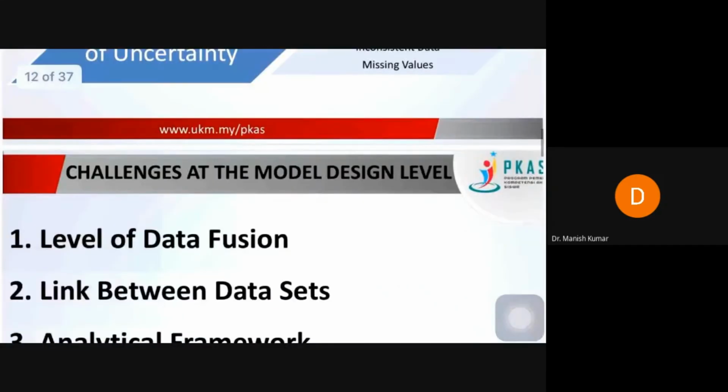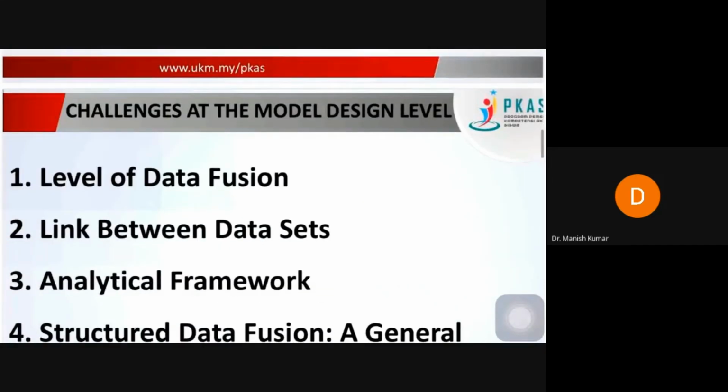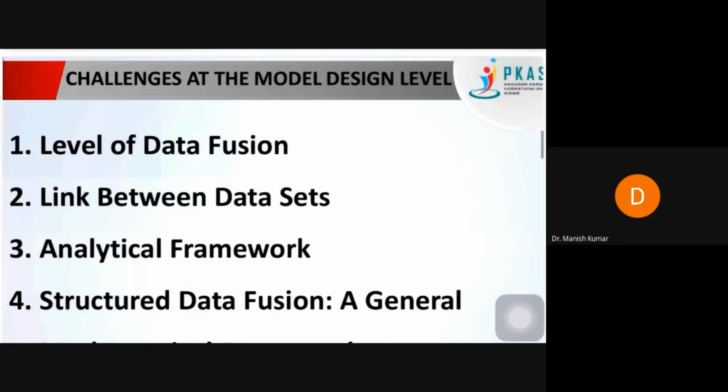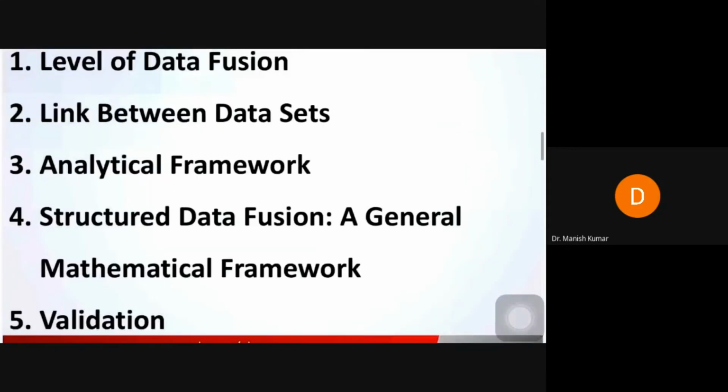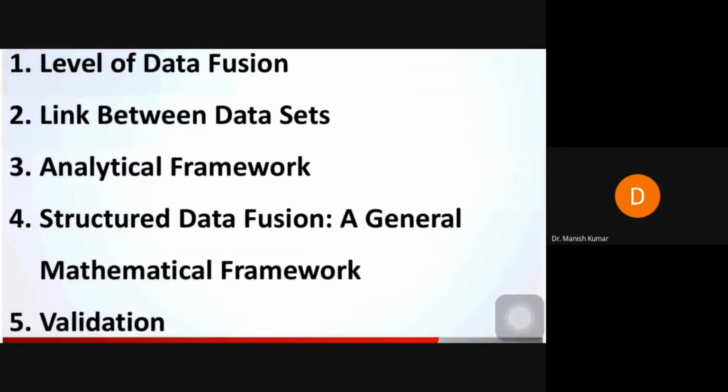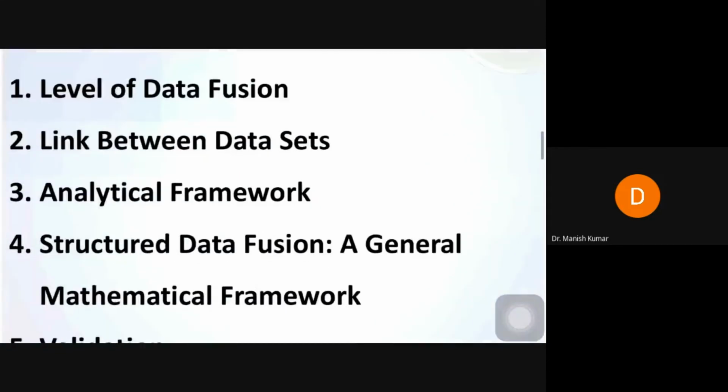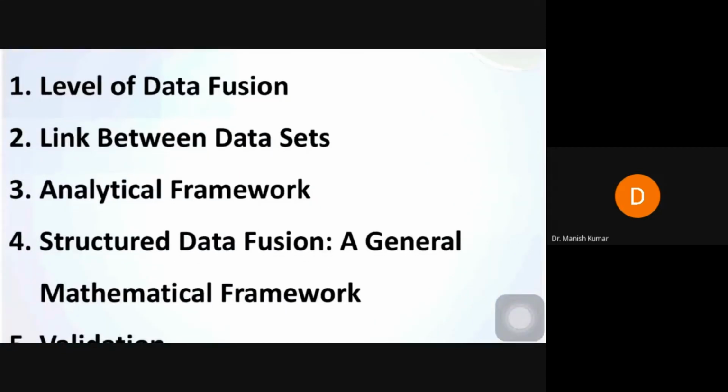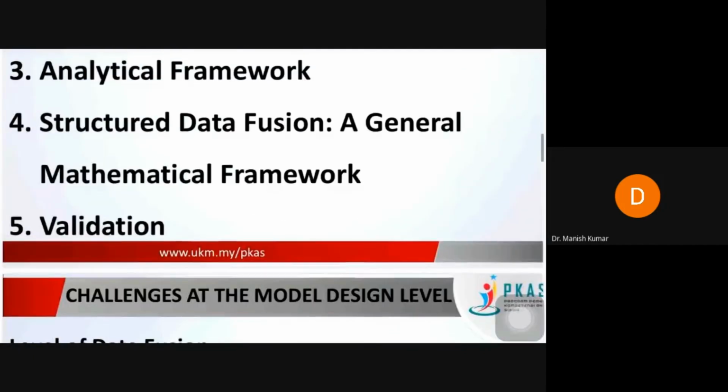Right. Next we are looking at other challenges at the level of data fusion: linking within the data sets, the analytical framework, structured data fusion, a general mathematical framework, and validation. Practically, this is the flow. When we have a certain type of data, we link between the data sets and then establish the analytical framework. Once we have an analytical framework ready, we go into structured data fusion, a general mathematical framework, and then we validate that.